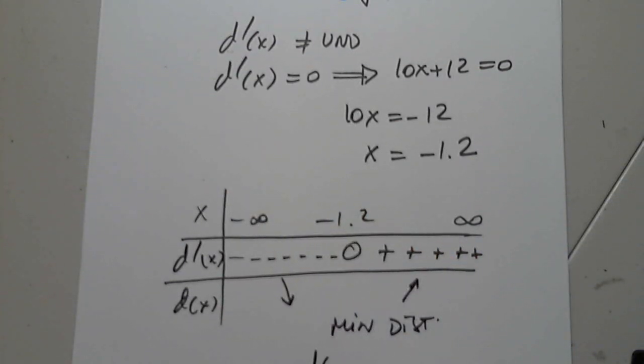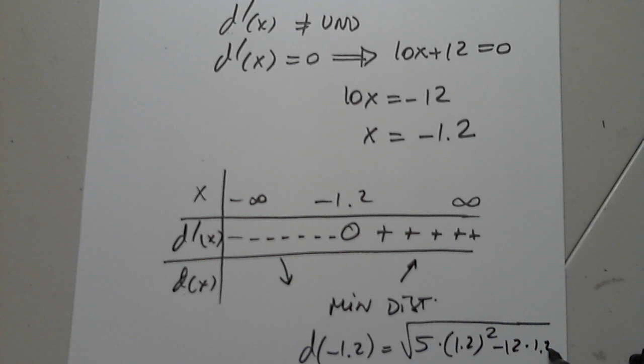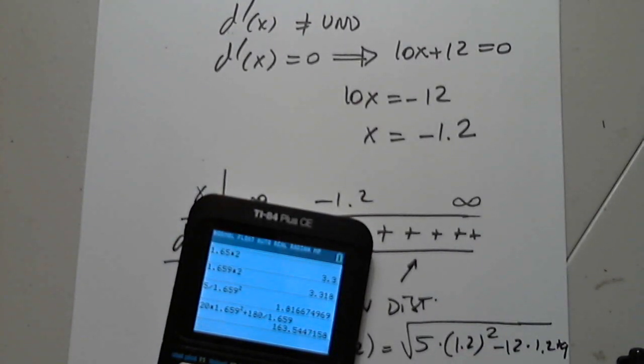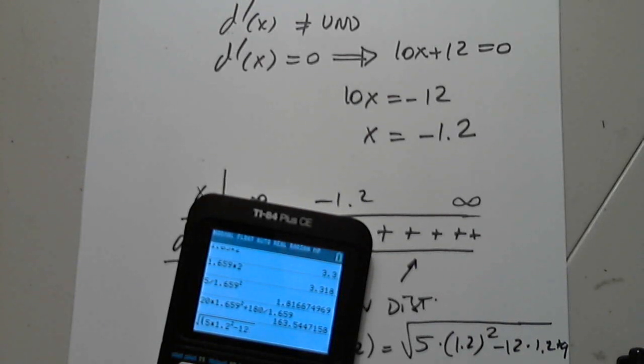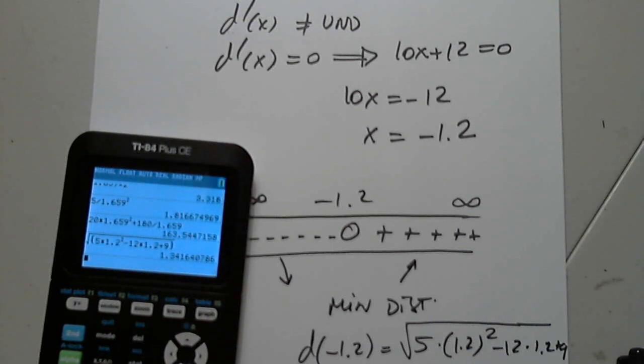So I have d of negative 1.2 will be the square root of 5 times 1.2, negative or positive, it doesn't matter because it's squared, minus 12 times 1.2 and plus 9. The square root, what is my square root? Right here, of 5 times 1.2 squared, and then minus 12 times 1.2 and plus 9. So the minimum distance is approximately 1.34.